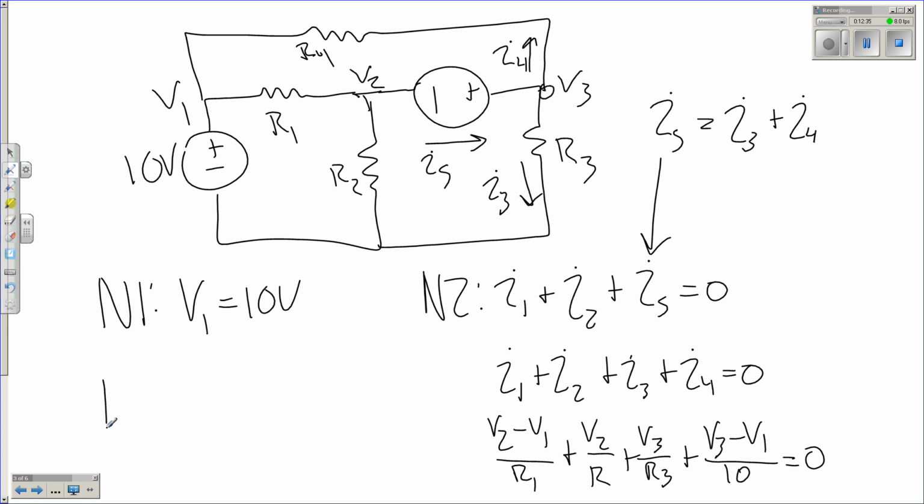So how about node 3? Node 3 is just going to be easy again. We think about this critically. V3 is just V2 plus whatever the source is. We'll say it's 5 volts. And there you have V3. And we can sub that in, do our matrix math, and voila. That is how you solve for a supernode.